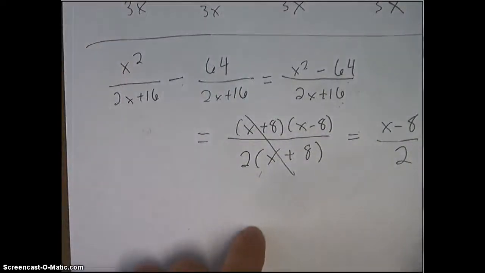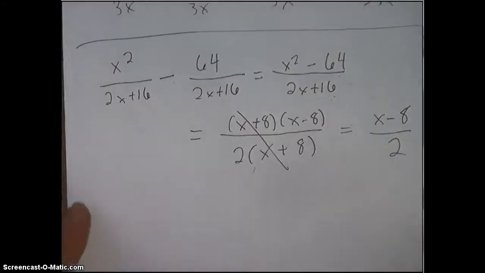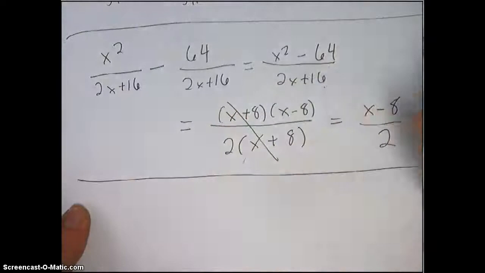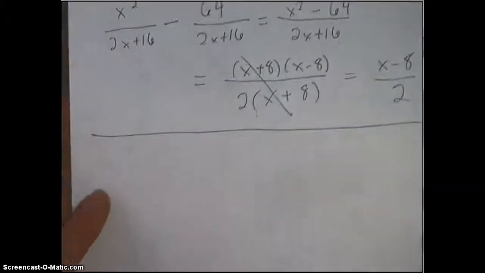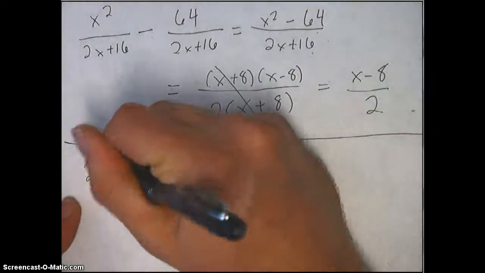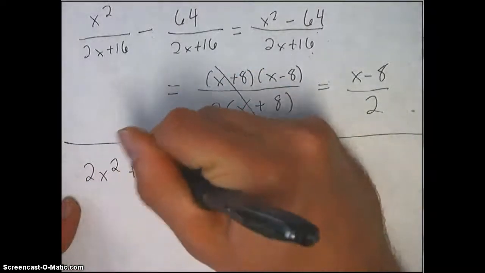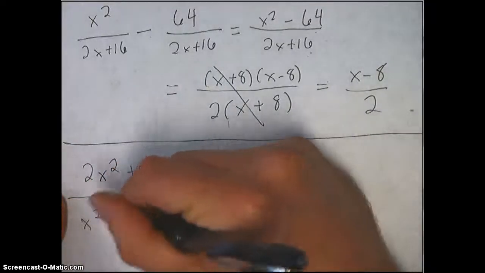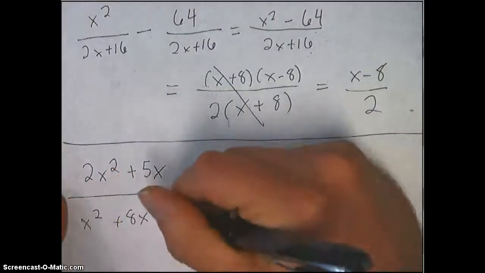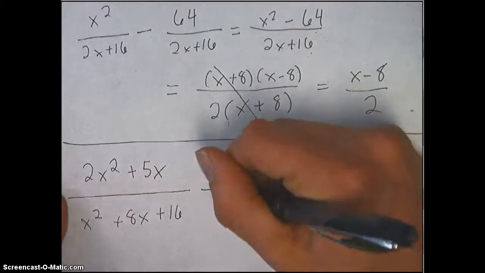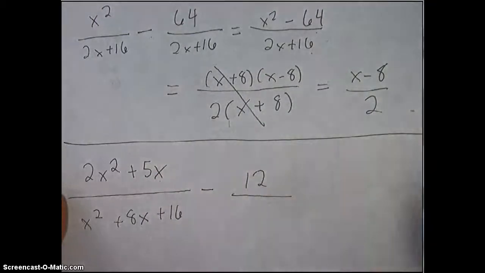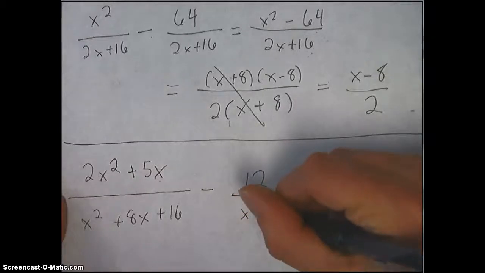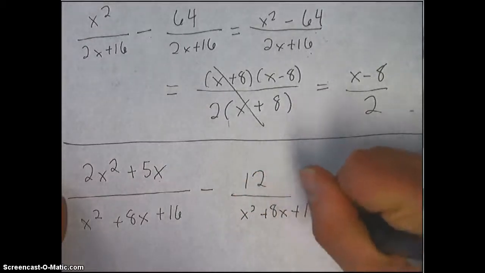These come with varying degrees of difficulty. So let me show you one that looks kind of bad, but maybe isn't so bad once you actually do it. Let's do 2x squared plus 5x divided by x squared plus 8x plus 16 minus 12 over x squared plus 8x plus 16.